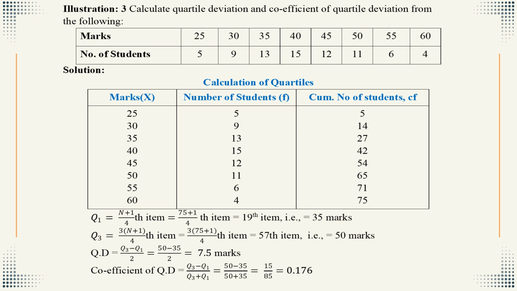That is Q3. Now you can easily calculate. Do you find any difficulty? It's nothing. Then quartile deviation is (Q3 minus Q1) by 2, and the calculation gives 7.5. Coefficient of quartile deviation is (50 minus 35) by (50 plus 35), which is 15 by 85, equal to 0.176. This shows it is not much deviated.